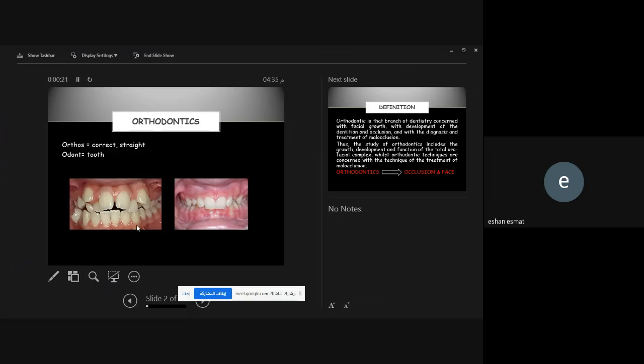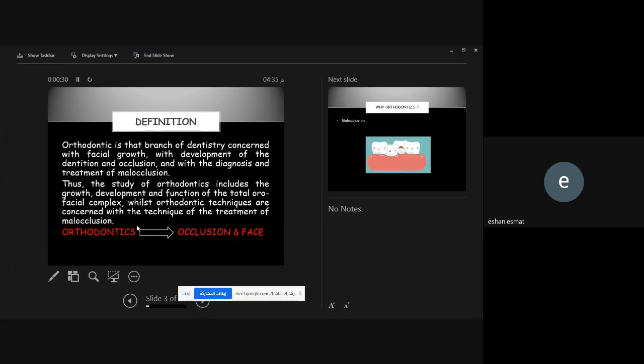What do you mean by orthodontic? Orthodontic comes from two words that mean correct, straight tooth. In more detail, orthodontics is a branch of dentistry concerned with facial growth and the development of the dentition. That means the time of eruption and the ideal occlusion, and with the diagnosis and treatment of malocclusion. The study of orthodontics includes the growth, development, and function of the total orthofacial complex. Also, you must know orthodontic techniques are concerned with the treatment of malocclusion. So orthodontics means occlusion and face.